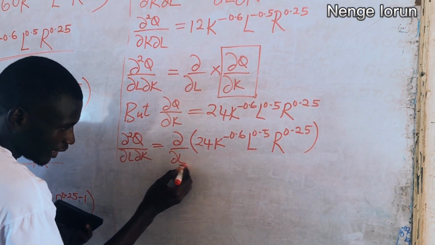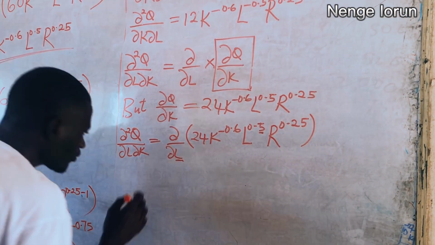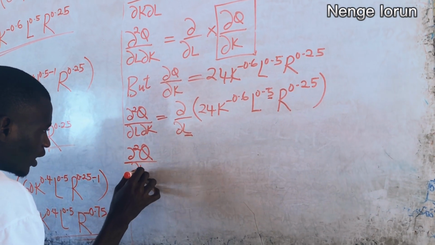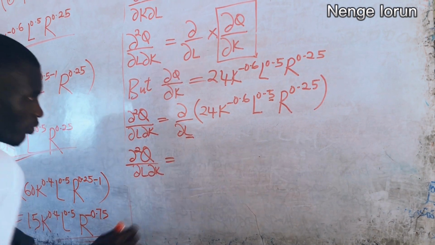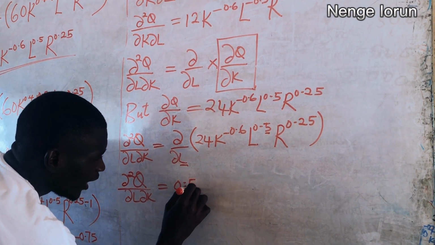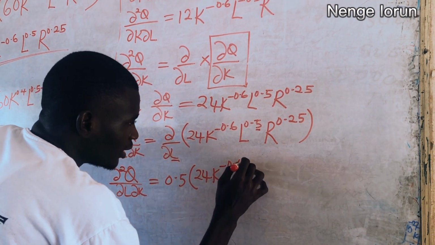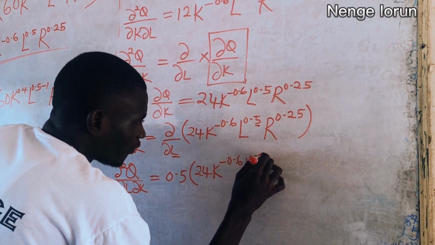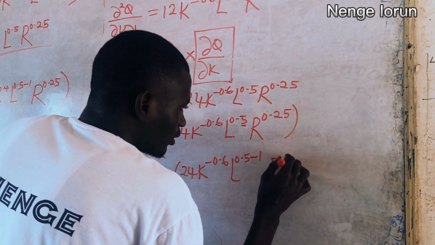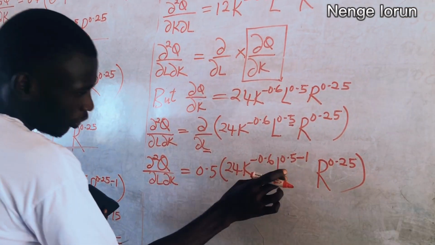So now look at what is here. It's with respect to L. So we are going to multiply everything here by the power of L, which is 0.5. So you have the second order cross-partial derivative of q with respect to L with respect to k will be equal to, the power of L here is 0.5. So you have 0.5 times 24 k raised to the power of minus 0.6 L raised to the power of 0.5 minus 1 as a rule of differentiation. Then R raised to the power of 0.25 is constant. Since it is cross-partial, you are going to touch only L.